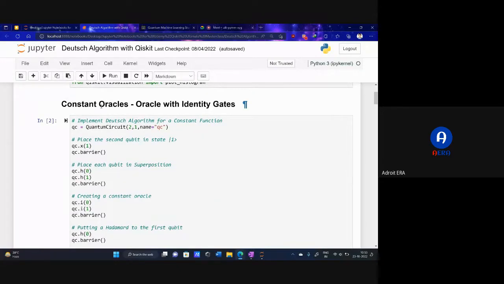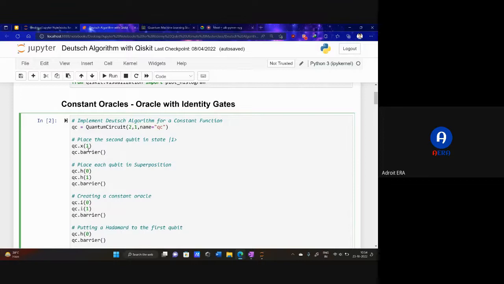Constant oracle. So let us take the help of constant oracles, an oracle with identity gates. Now we are going to implement Deutsch's algorithm for a constant function. Here, as you know, we are going to measure only one qubit. So we have two qubits, but the classical bit we have taken to be only one, because we are only going to measure the first qubit, not all the qubits. Then you name the circuit as QC. You can name it something else also, it's completely your choice.